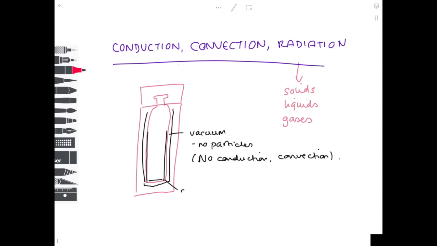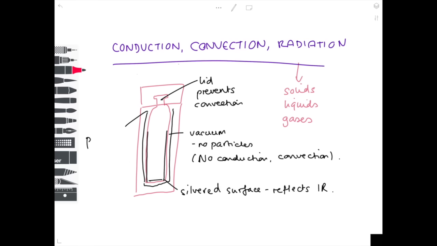There are silvered surfaces which line the bottle or line the flask. And the point of that is that it reflects infrared radiation back at the contents of the flask, keeping it hot or keeping it cold. The lid prevents convection currents, which I've already touched upon. And you can say that the whole thing is made out of plastic because plastic is a good insulator. And that's the way you get these answers nice and scientific, is by pointing out the various parts of it and what it stops.